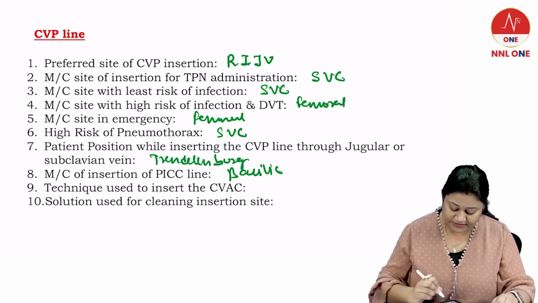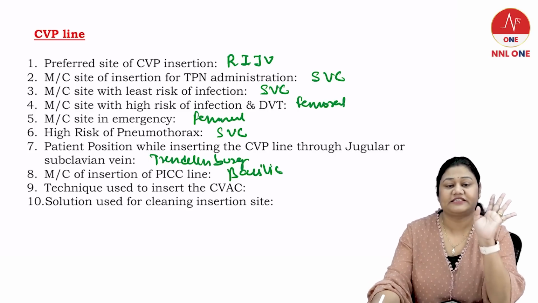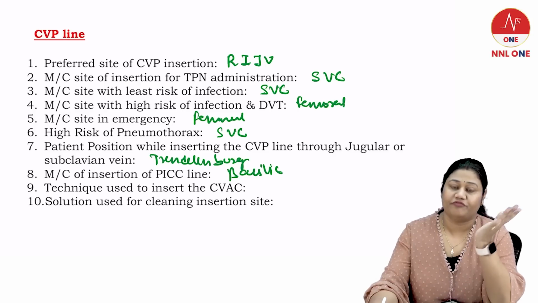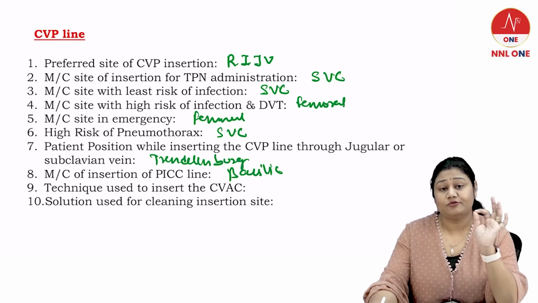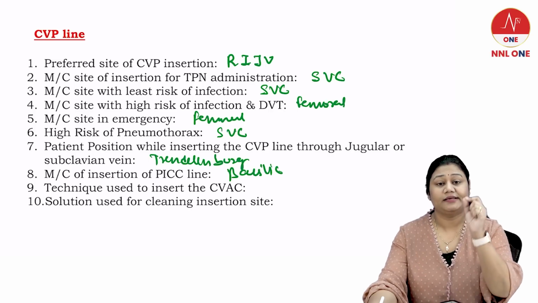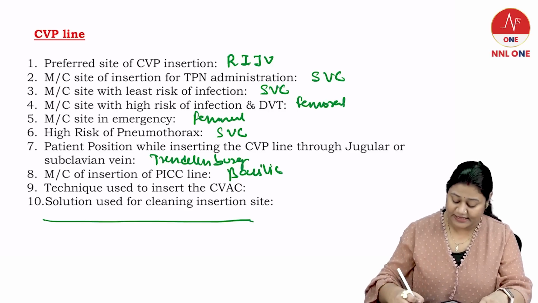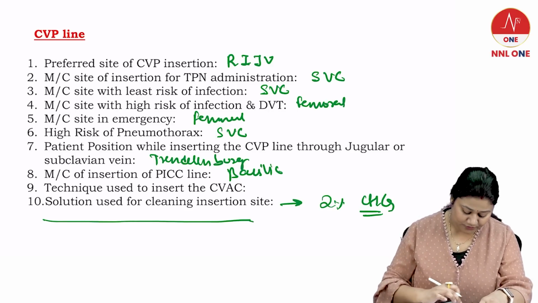Just now we have revised. The technique used to insert the CVP line: we will always prefer the safest technique, which is the Seldinger method, because we don't want to prick any wall of the vein unnecessarily, and we don't want to create any hematoma. So we'll use the Seldinger method. We are inserting the needle through a guide wire. The solution used to clean the insertion site is 2% chlorhexidine gluconate solution, right?